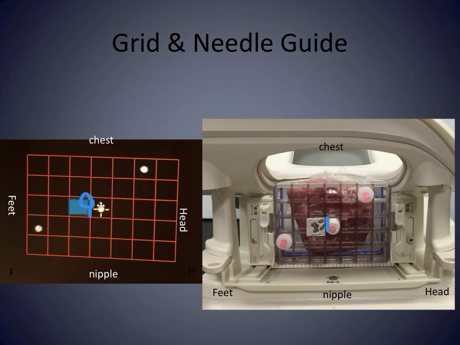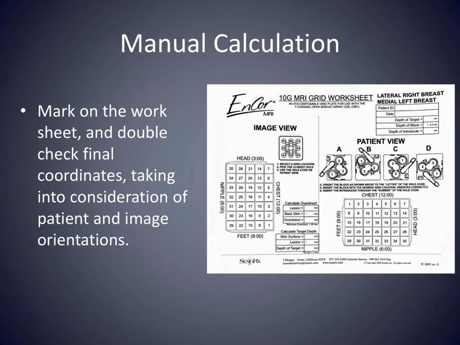Therefore, the same needle guide block orientation with the opening closest to the upper right-hand corner is selected, and this is the same as what was calculated when we used the computer software coordinate calculation. To make this manual calculation process easier and to switch between the image view and the patient view, the vendors have created the biopsy MRI grid worksheet.